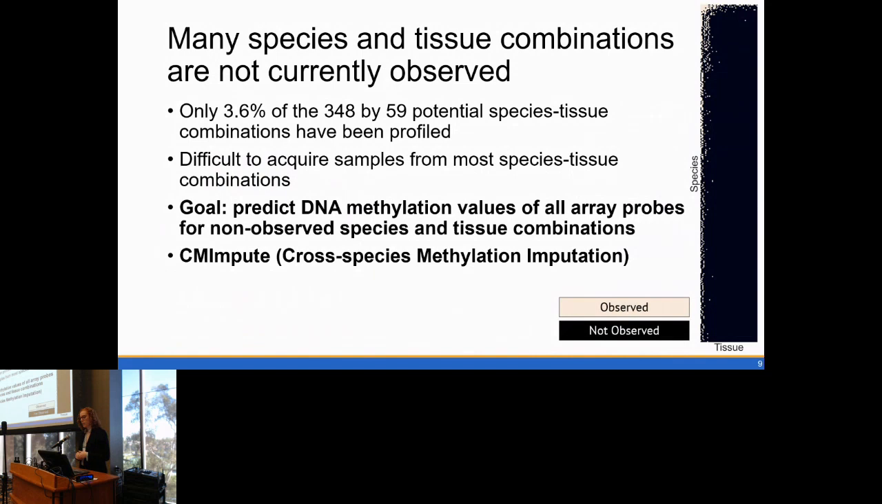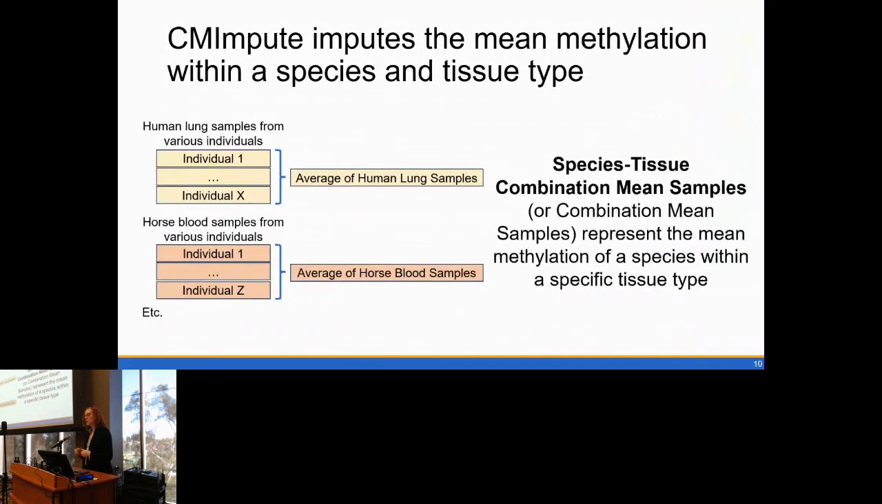We developed CM-impute, or cross-species methylation imputation, to perform this task. CM-impute specifically seeks to impute a species' mean methylation values within a particular tissue type, which I'll henceforth refer to as a species tissue combination mean sample, or combination mean sample for short. This type of mean methylation sample has already been used to study species-level characteristics such as maximum lifespan or gestation period.